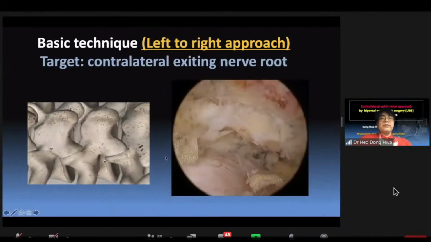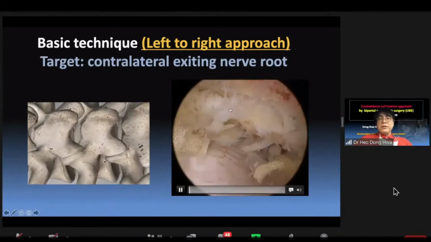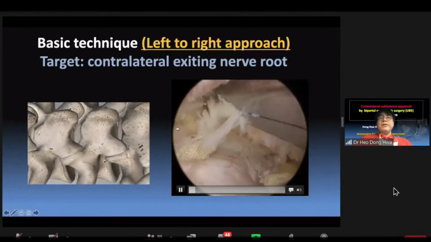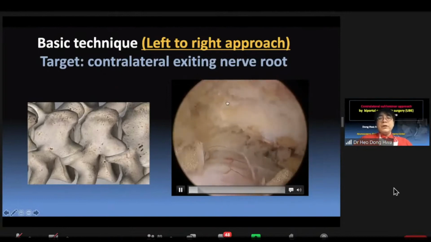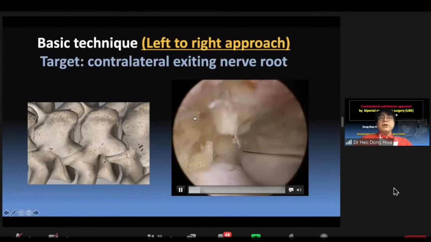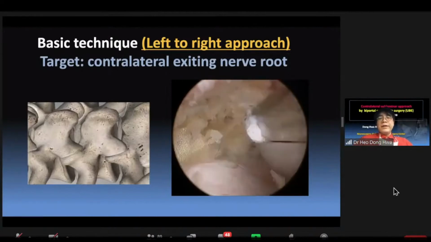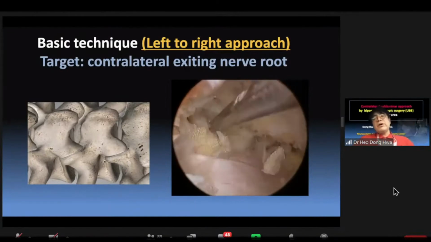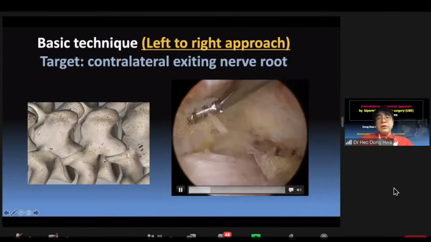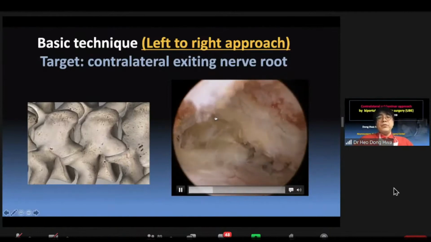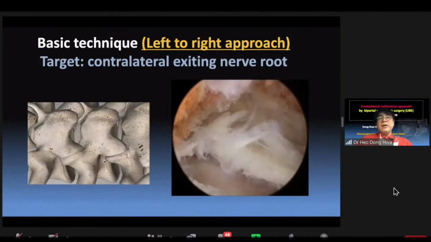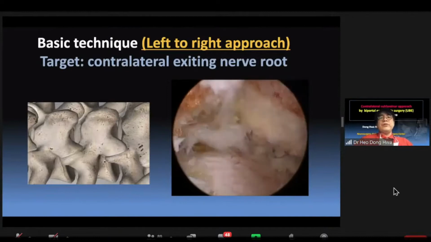The second is the contralateral exiting root decompression. This is the tip of the superior articular process. This is the foraminal ligament, the lateral sleeve of the ligamentum flavum. The SAP tip is the main landmark of the contralateral approach. First, I partially remove the tip of the contralateral SAP, and you can see the contralateral foraminal ligament. We can easily detach, dissect and remove the foraminal ligament without any injury to the neural structures.